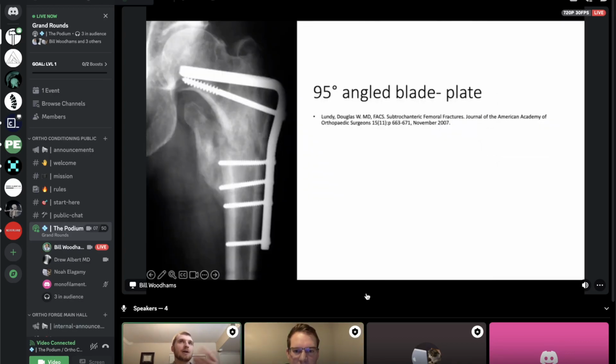So now here we're on to the 95-degree angled blade plate to fix this subtroch femur fracture. Does anyone want to describe this radiograph in its entirety and say what you're seeing?